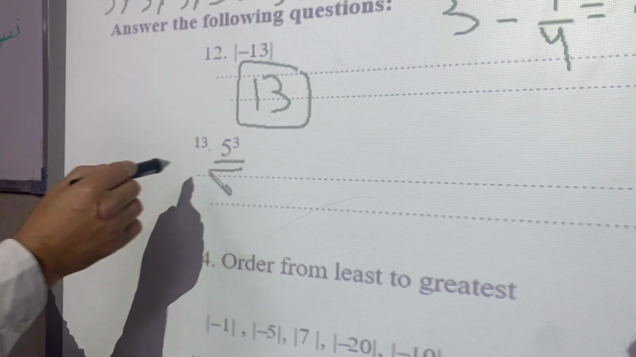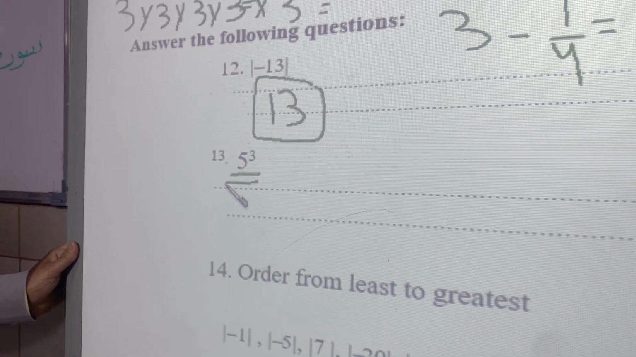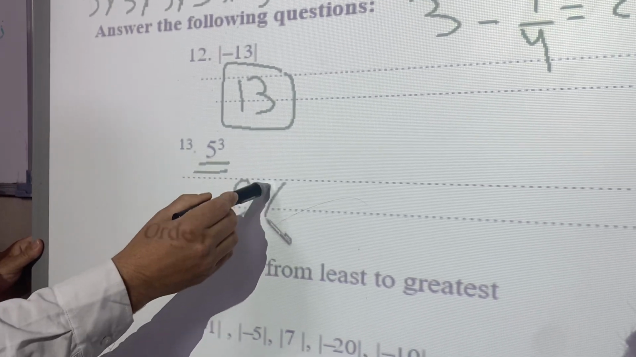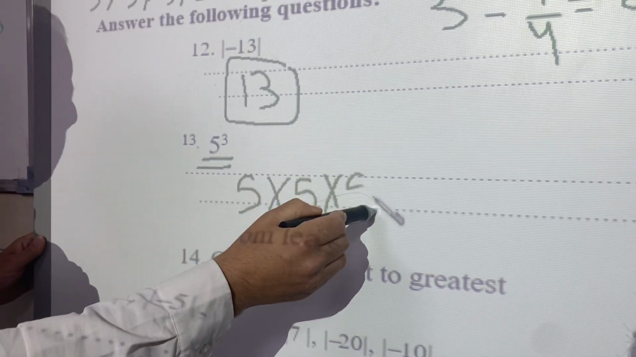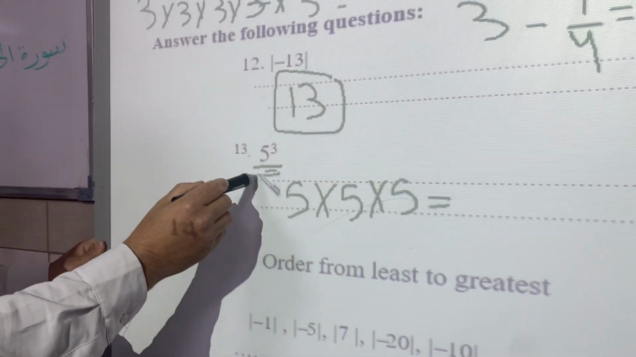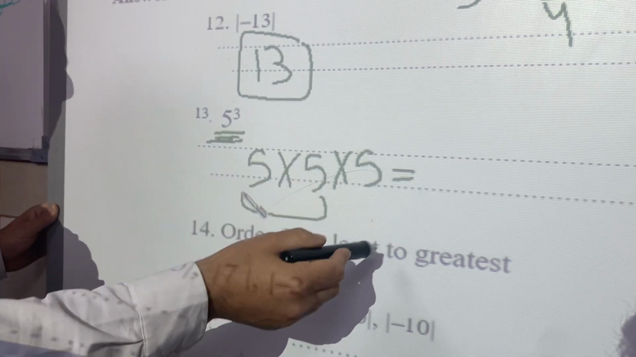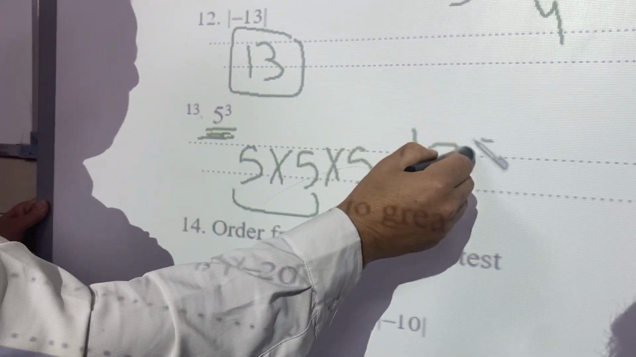Now find 5 power 3. To evaluate any exponent, first we change it to repeated multiplication. 5 power 3 means 5 multiply 5 multiply 5, which equals, here he wants the answer. 5 times 5 is 25. Times 5 is 125.